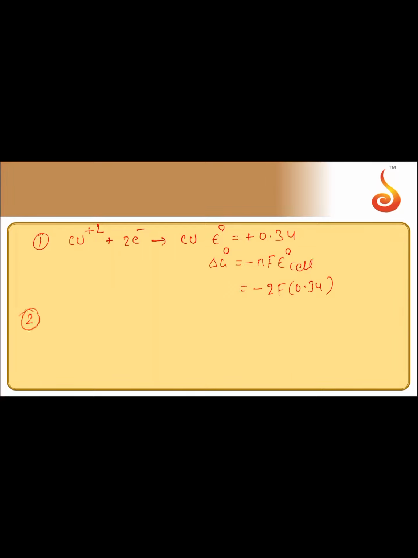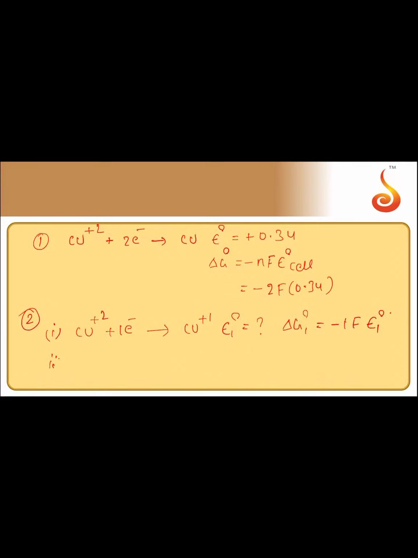Next, the indirect step. That means the reduction of Cu²⁺ to Cu takes place in two steps. One is Cu²⁺ plus 1 electron gives rise to Cu⁺. Consider this as E1⁰, whose value we need to find. Here, consider this as ΔG1⁰, which is equal to minus nFE1⁰, where n is 1.